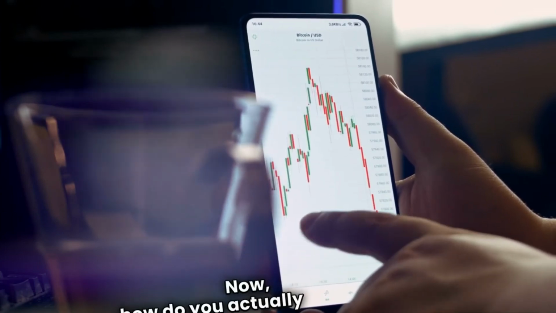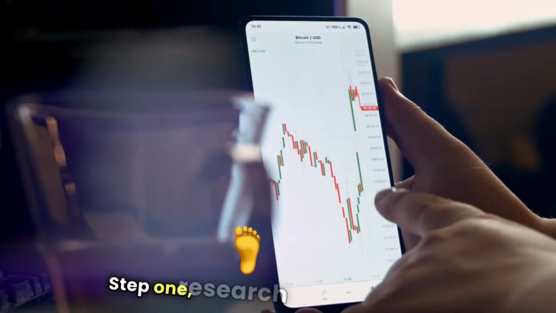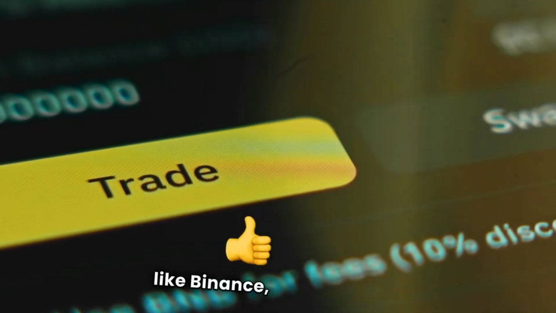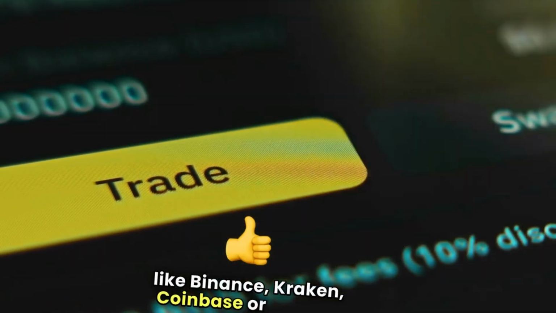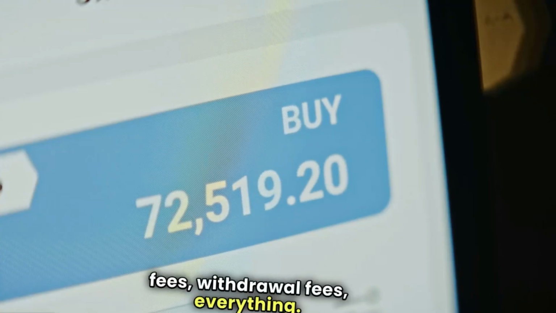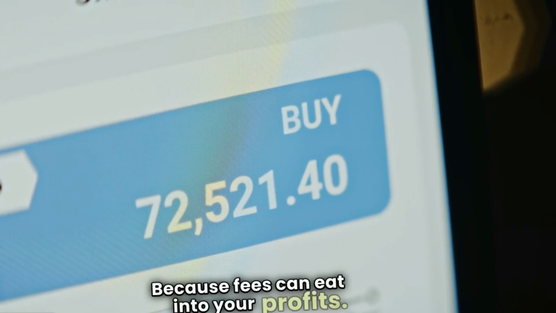Now, how do you actually do this? Step 1. Research exchanges. You'll need accounts on multiple platforms like Binance, Kraken, Coinbase, or KuCoin. Compare their fees, trading fees, withdrawal fees, everything, because fees can eat into your profits.